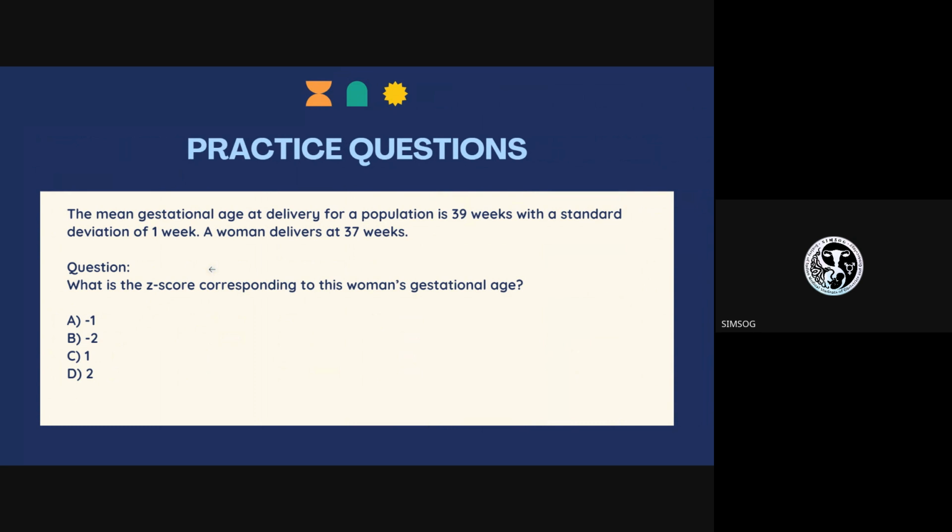Similarly, this question, they have given a mean of 39 weeks and a standard deviation of 1 week. The woman delivers at 37 weeks. Now tell me how many standard deviations it is apart. Anybody? Minus 2, right? So yeah, that's the answer. I mean, it's as simple as that.